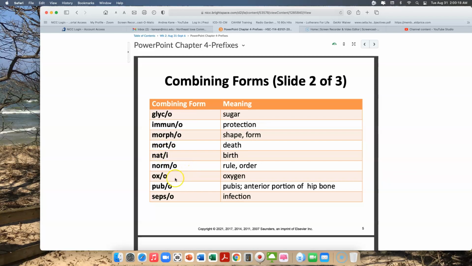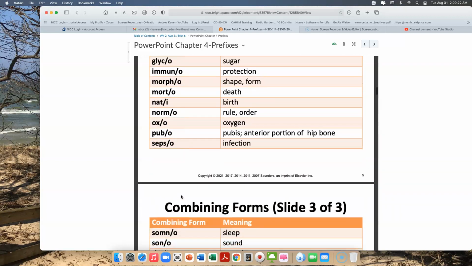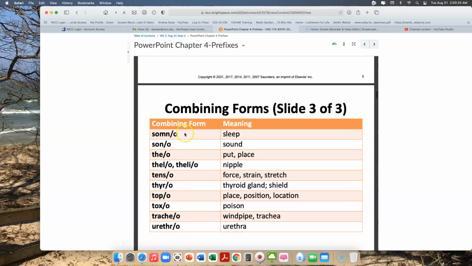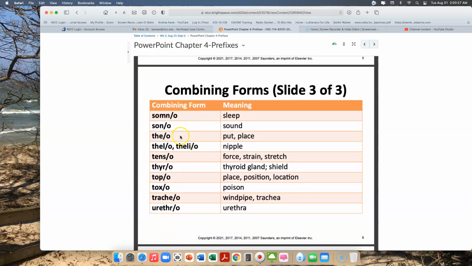Normo, oxo, pubo, sepso, somno, sono, theo, and then you have, watch out for theo, because theo is different than philo and thelio. Tenso, thyro, topo, toxo, tracheo, urethro.